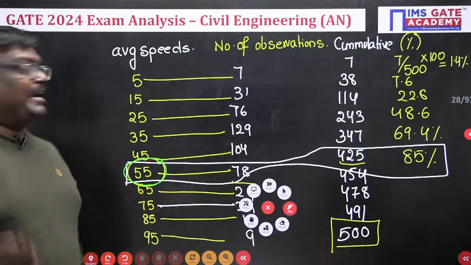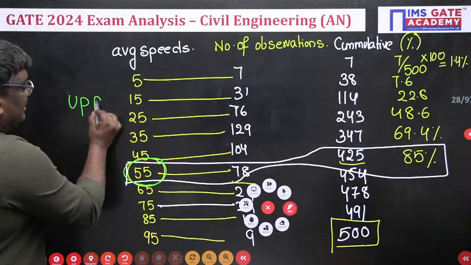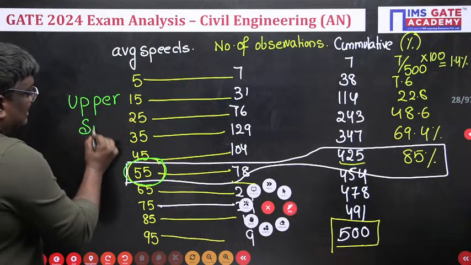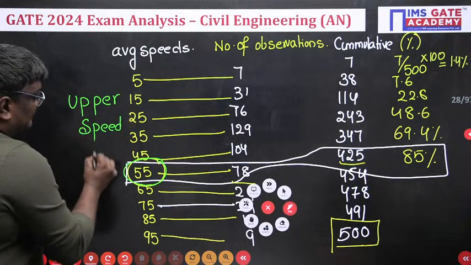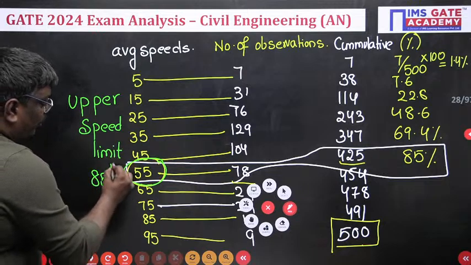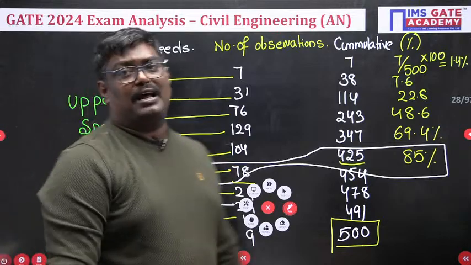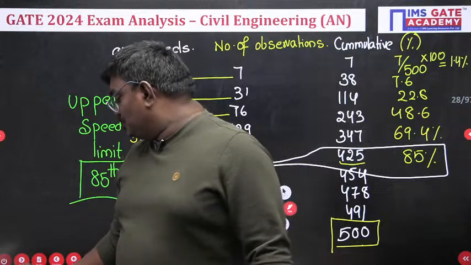What will be the upper speed limit? Or you can say upper speed limit is nothing but what, my dear students? Upper speed limit is nothing but the 85th percentile. So the 85th percentile here we got is 54 km per hour. So the answer here is 55 km per hour. I hope you have enjoyed this solution.